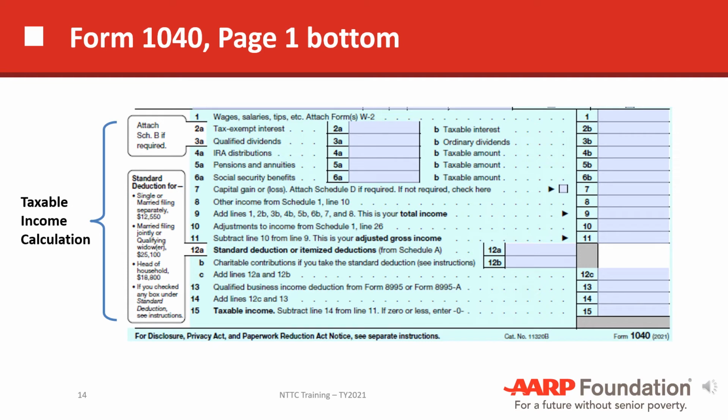Here's the bottom of the standard 1040, page 1. And you can see here that essentially what's going on here is the taxable income calculation. So this is where all of the wages, qualified dividends, IRA distributions, all of the various streams of income are brought together, capital gains, and then the standard deduction, or in some cases the itemized deductions, is then taken away from those income streams, thereby giving you taxable income. So that's where the taxable income is calculated on the standard form. So now let's move on.